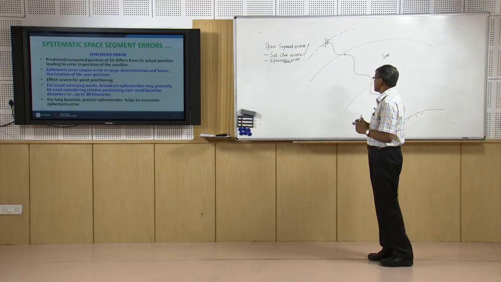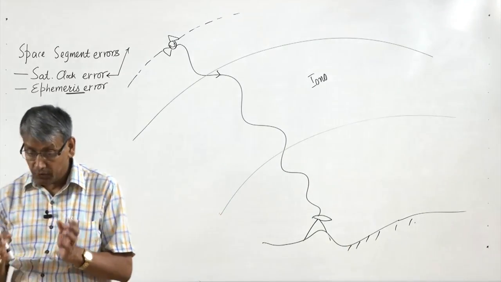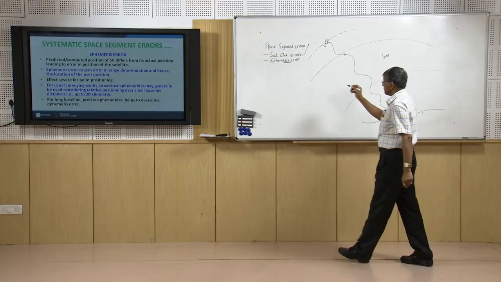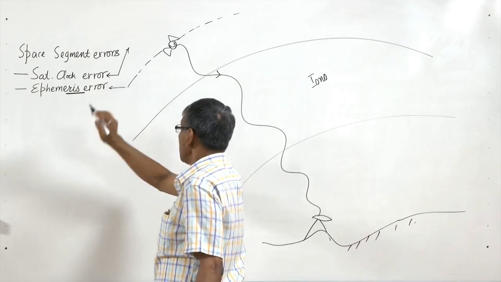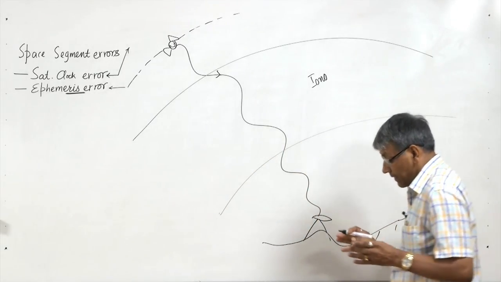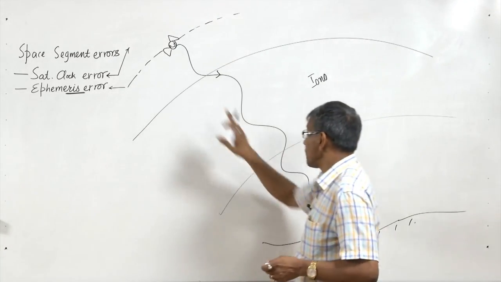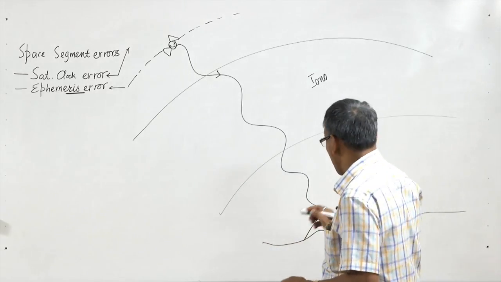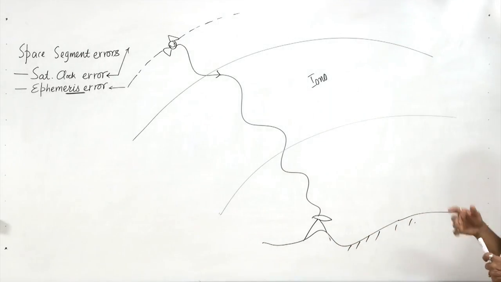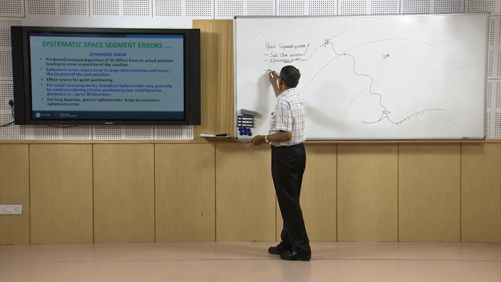And due to this error, the position we get from the broadcast ephemeris data will end up with some error in position. To avoid that, we should go for relative positioning if the baseline length is small. Small means less than 20 kilometers, because in that case it is assumed that the error due to ephemeris is equal for both stations, and they may cancel each other. Or for a long baseline we should go for precise ephemeris.